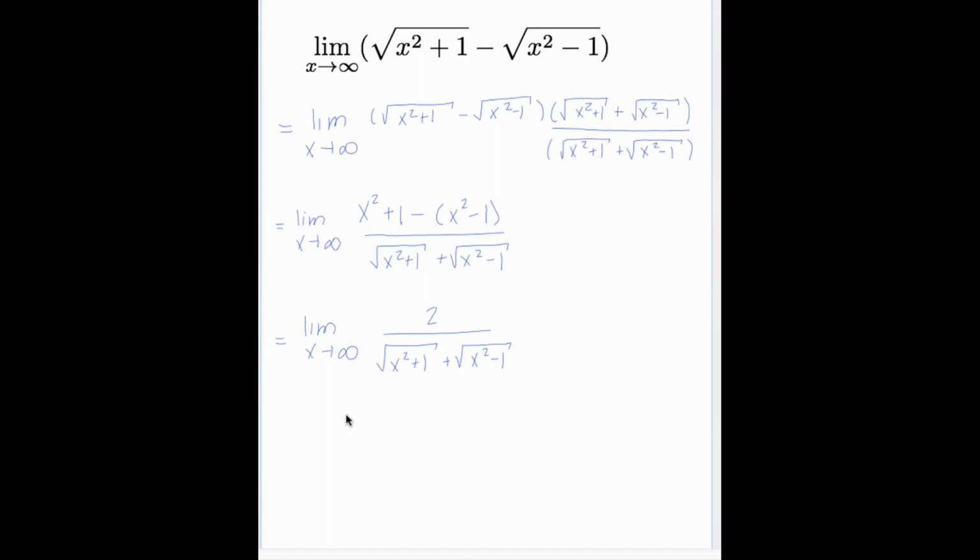And now we look at our expression, and as x goes to infinity, the top we have a constant of 2. The bottom is going to infinity because x squared plus 1 and x squared minus 1 are both going to infinity. Summing those is still going to infinity, so we get 2 over a quantity going to infinity, which goes to 0. So our overall limit here is equal to 0, and again our technique was to multiply top and bottom by this conjugate, root x squared plus 1 plus root x squared minus 1.